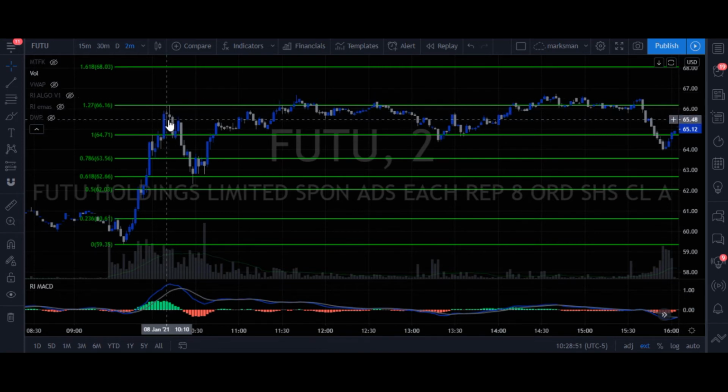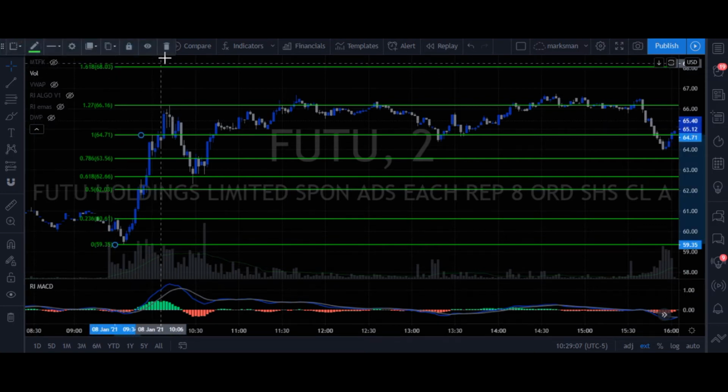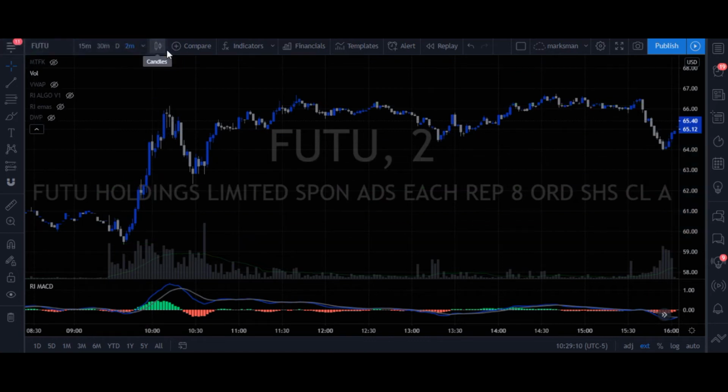As long as we would have broken through that, we could have held it all the way up to 68, but we didn't. But yeah, that's basically it for intraday fibs. It's super simple to do, and it's something everybody can use. It doesn't matter what charting system you use, they have Fibonacci on there.